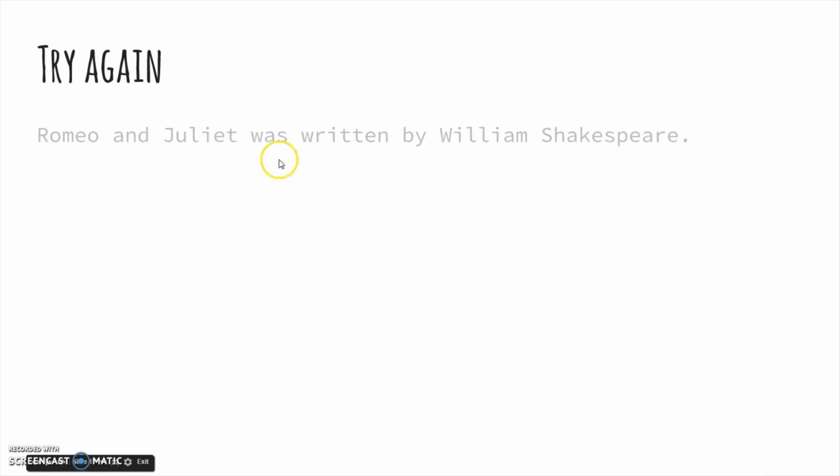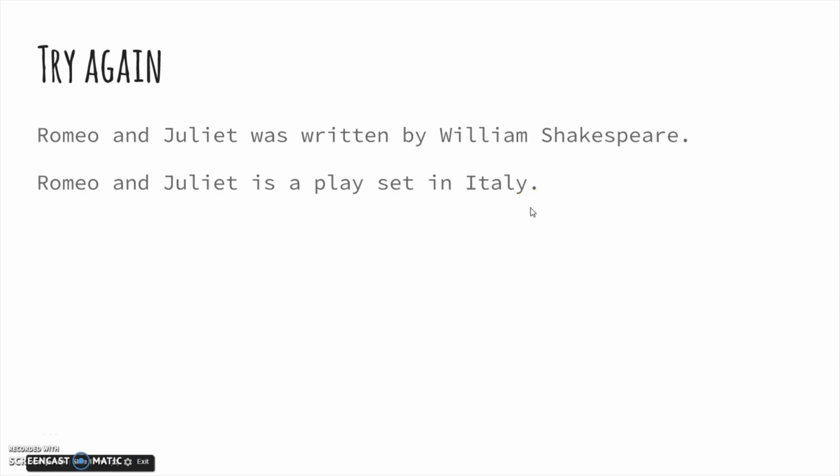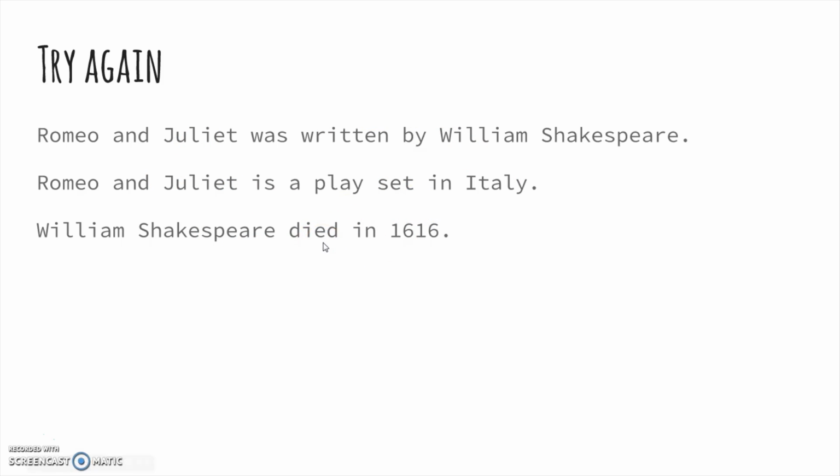Okay, on to subordinate clauses again. So we got this. Let's try this one more time. Romeo and Juliet was written by William Shakespeare. Romeo and Juliet is a play set in Italy. And William Shakespeare died in 1616. Okay, so this is going to allow us to subordinate two clauses into this main clause. So I want you to take this independent clause, Romeo and Juliet was written by William Shakespeare, and I want you to make these two into subordinate clauses, and then hang them off the first sentence to create this complex sentence that has one independent clause and two subordinate clauses in it. Again, you can either pause it, or the proctor can pause it for a second and see if you can write out what would be the resulting sentence, in this case, using subordinate clauses.